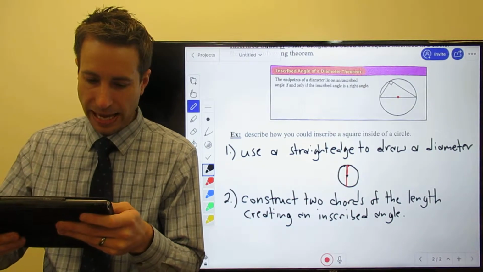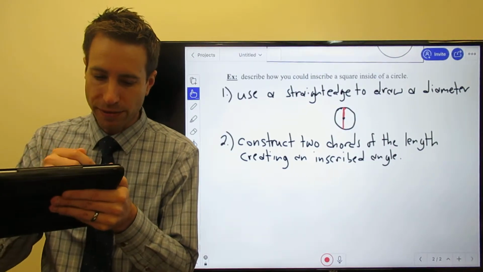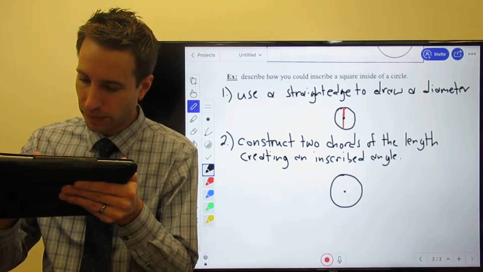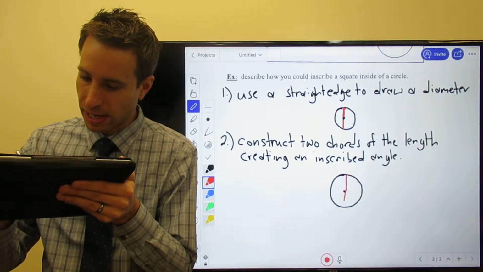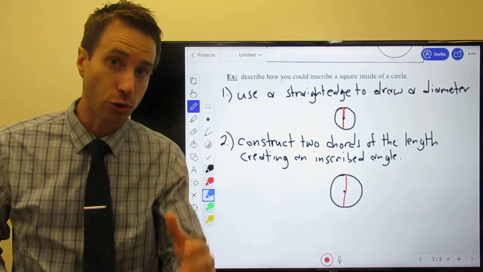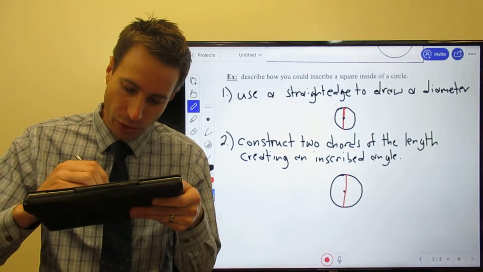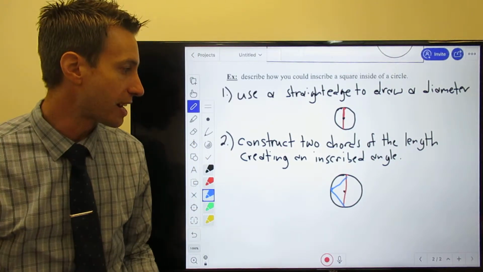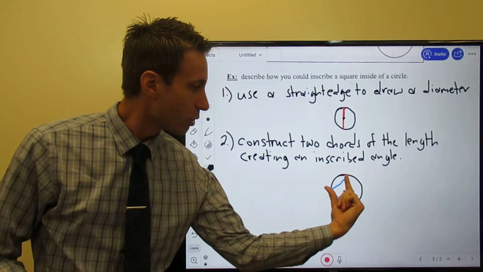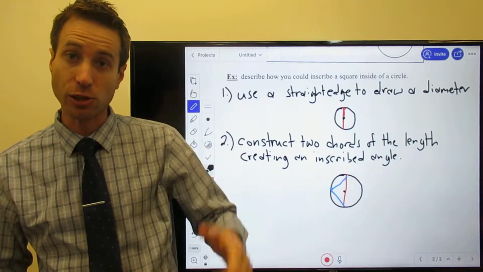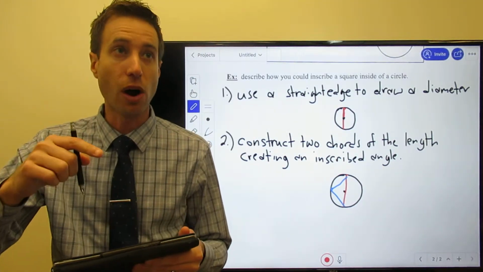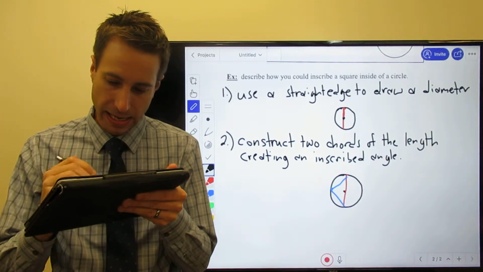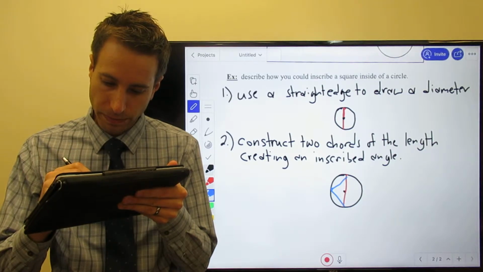If you did so, the idea here is that they would have to be 2 chords of the exact same length. So I've got my circle, and I've got my diameter drawn inside my circle. I draw my 2 chords. Those 2 chords would have the exact same length and they would create an inscribed angle. So it would look something like that. Now here's what I know. Because this is a diameter and those chords have endpoints on the diameter, thanks to the inscribed angle of a diameter theorem, I know that this guy is a 90-degree angle.